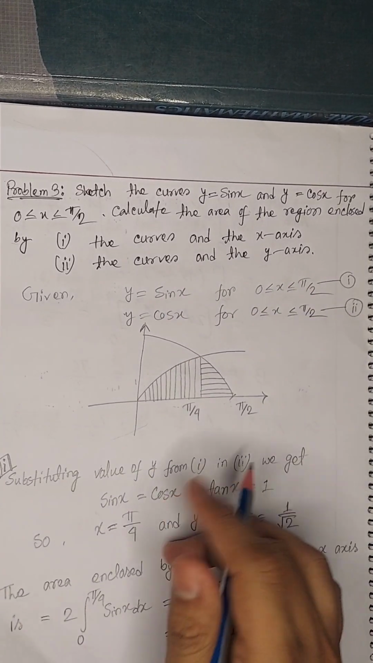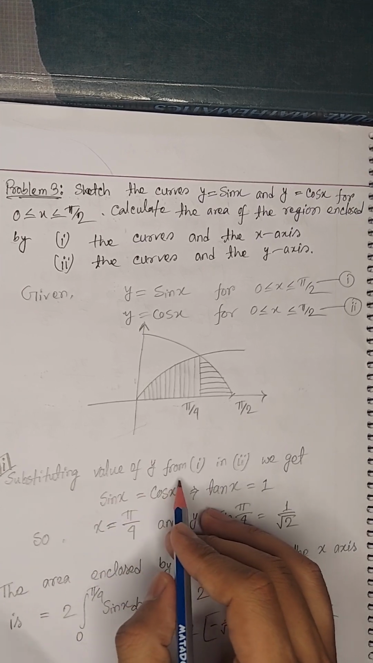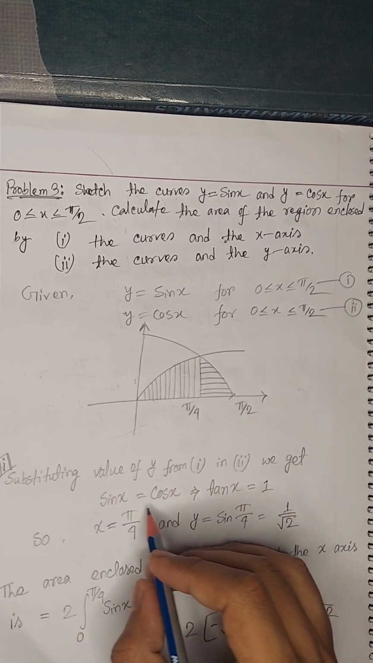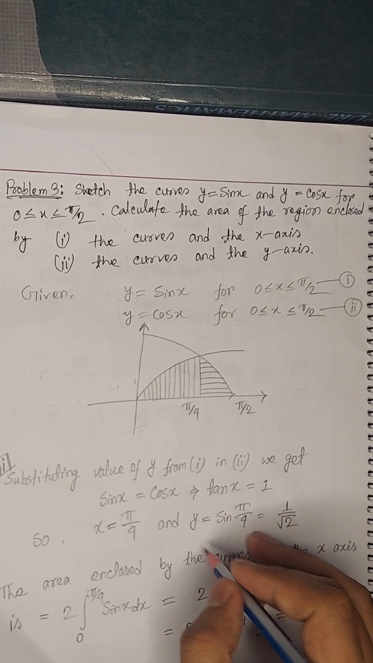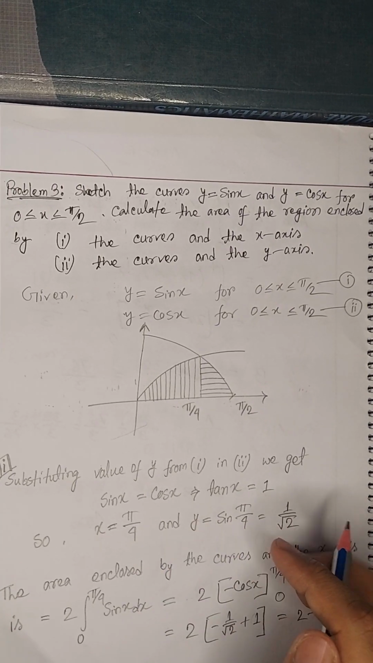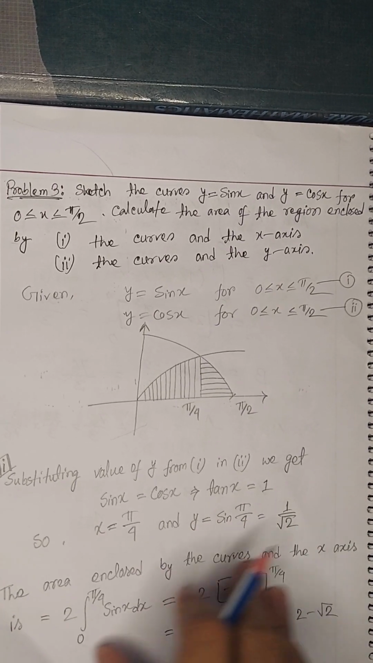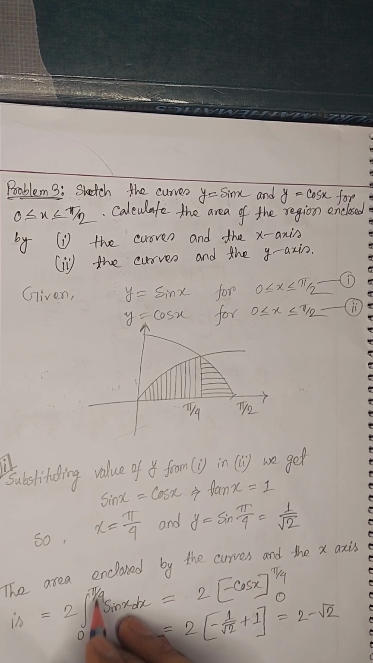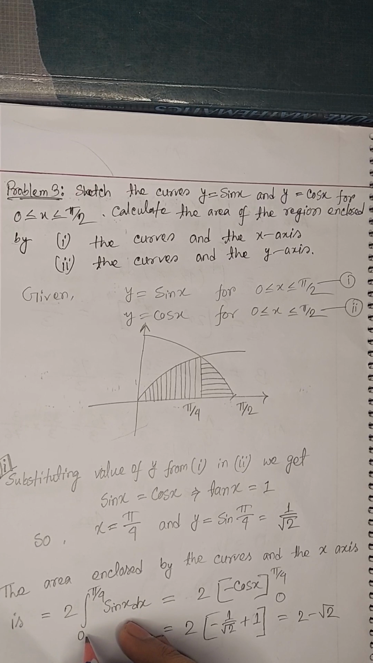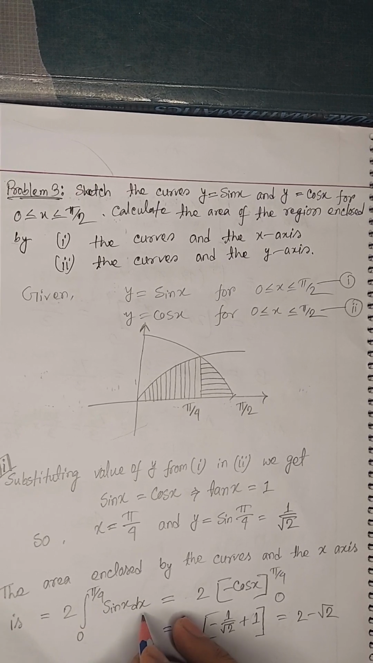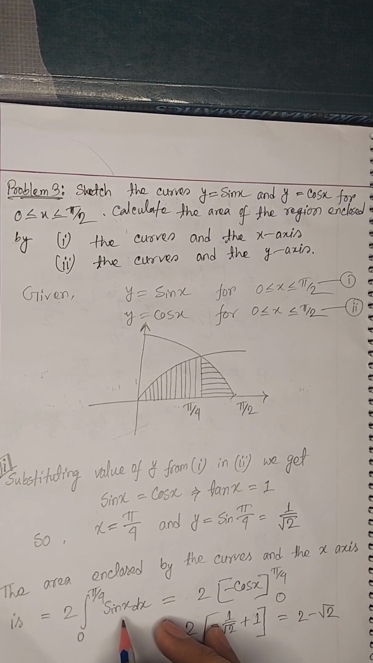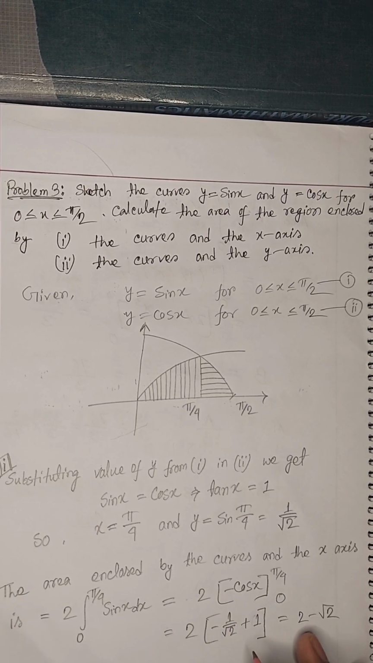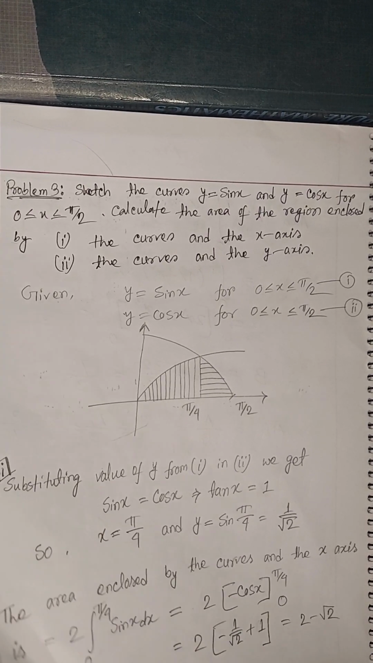There are two curves, and now we substitute the value of y, and we get sin x is equal to cos x, so tan x is 1, and the value of x will be pi by 4 and y will be 1 by root 2. The area enclosed by the curves and the x-axis is twice the integral from 0 to pi by 4 of sin x dx. Here we integrate sin x and get minus cos x, and the value is 2 minus root 2.